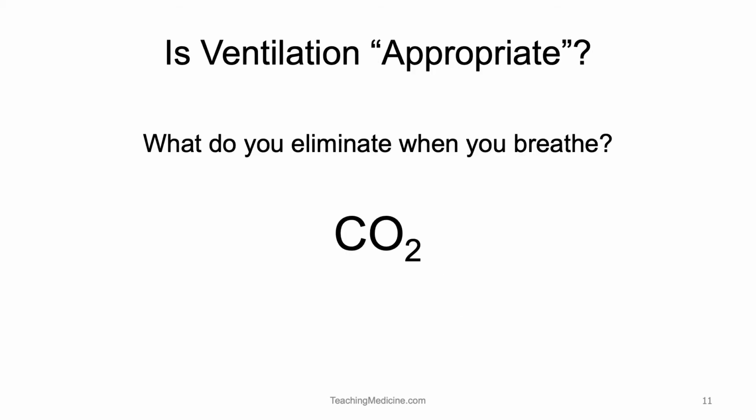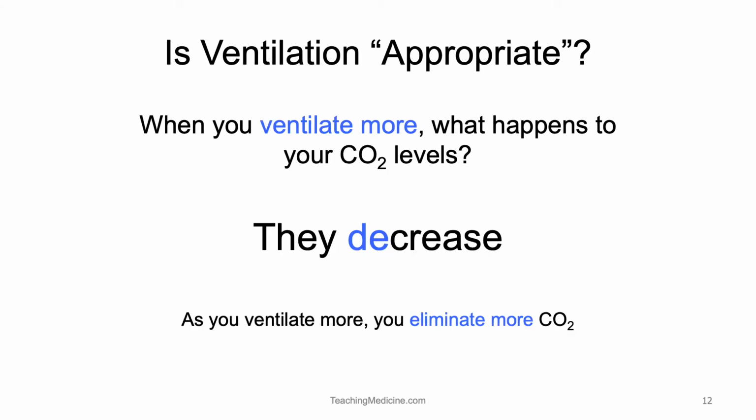So if I told you that somebody had a minute ventilation of 6 liters per minute, would you know if that value is appropriate or not? And the answer is you would not know. In order to determine if ventilation is appropriate, we need to think about carbon dioxide. Carbon dioxide is what we eliminate from our bodies when we breathe. When you ventilate more, what happens to your carbon dioxide levels? They decrease. So as you ventilate more, you eliminate more carbon dioxide.